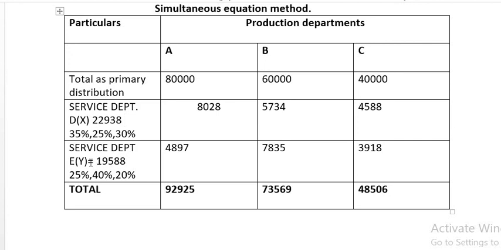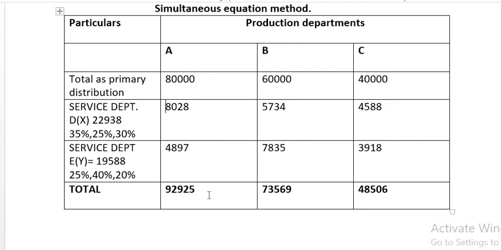Next, service department Y. Y means E values. What is the Y value? It is 19,588, as per the given percentages, that is 25% for A, 40% for B and 20% for C. So now we reapportion and distribute to all the production departments, which comes to 4,897, 7,835 and 3,918.